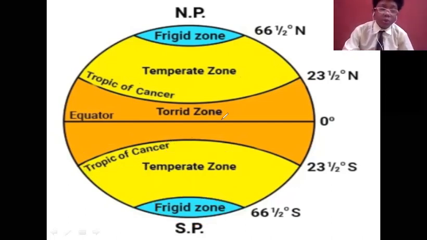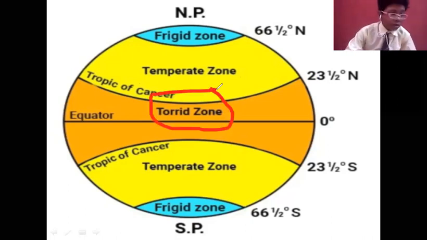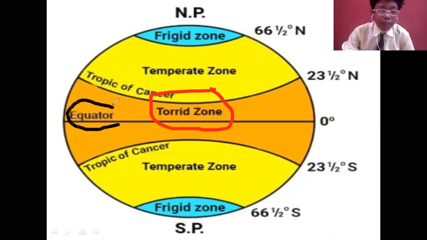So the next is the torrid zone. Here you can see at the center of the Earth is the torrid zone. Torrid means hot. It is the belt on the Earth that lies between the Tropic of Cancer and the Tropic of Capricorn. Here you can see the equator.